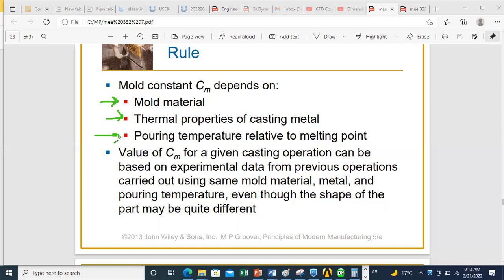Now, changing the geometry of the object will affect the other factor, which is V over A. V over A is related to the geometry of the part you are casting, and it will change, of course, from one object to the other. So the value of CM for a given casting operation can be based on experimental data from previous operations carried out using the same mold material, the same metal and pouring temperature, even though the shape of the part may be quite different. As we said, the shape of the part will affect the second factor, which is V over A in the solidification time expression.